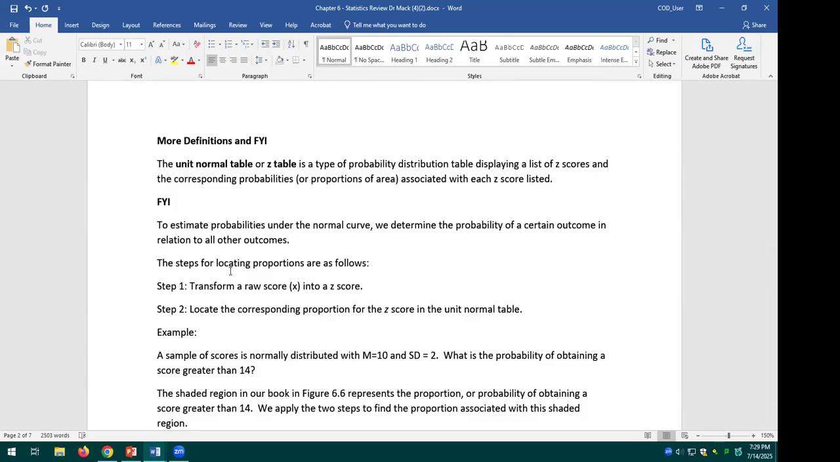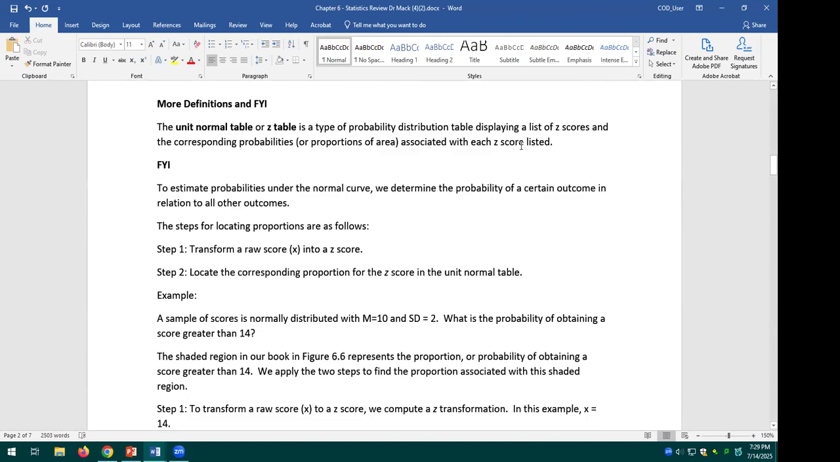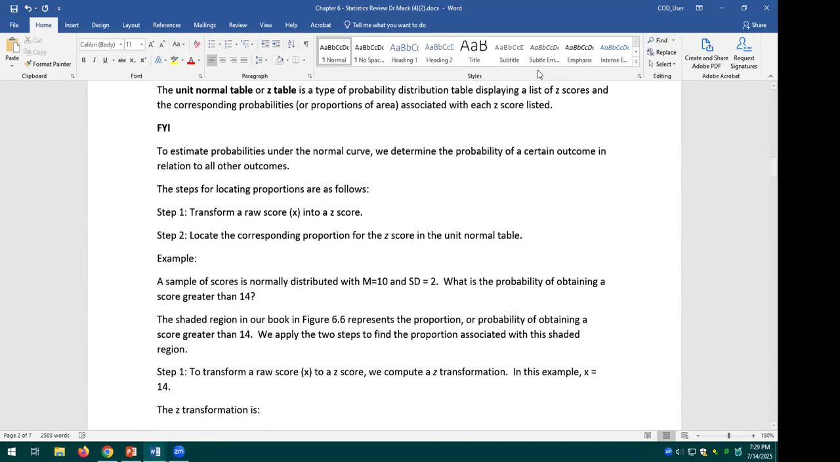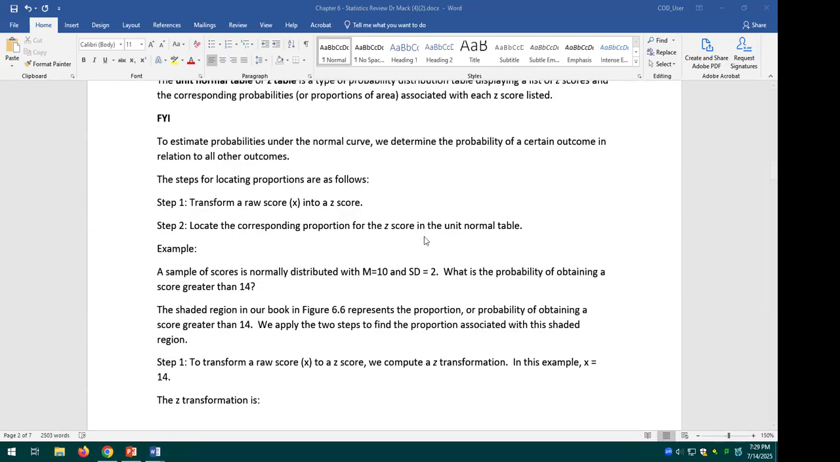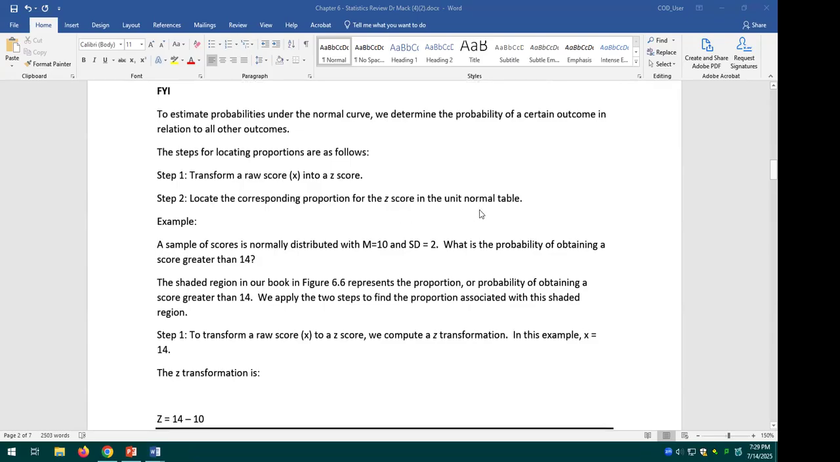Keep moving. Okay. The unit normal table, or z-table, is a type of probability distribution displaying a list of z-scores and corresponding probabilities or proportions of area associated with each z-score listed. We were literally just referencing that. It estimates probabilities under the normal curve. We determine the probability of a certain outcome in relation to other outcomes. The steps for locating proportions are as follows. Transform the raw score x into a z-score. Locate the corresponding proportion of the z-score in the unit normal table.